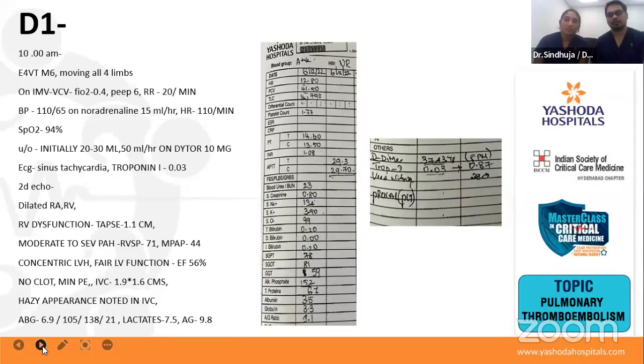A massive pulmonary embolism, with a large obstruction of the pulmonary artery, can cause a rise in pulmonary hypertension. How much? Mild, moderate, or severe? Severe, sir, with more than 70% obstruction. Okay, that's the wrong answer.